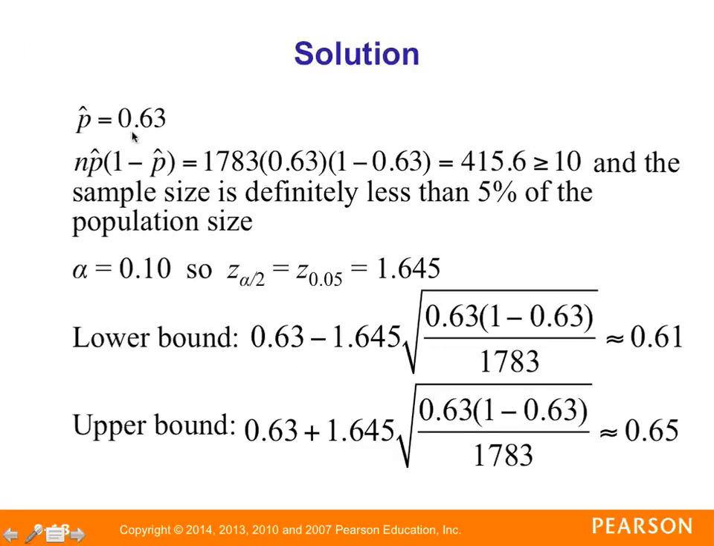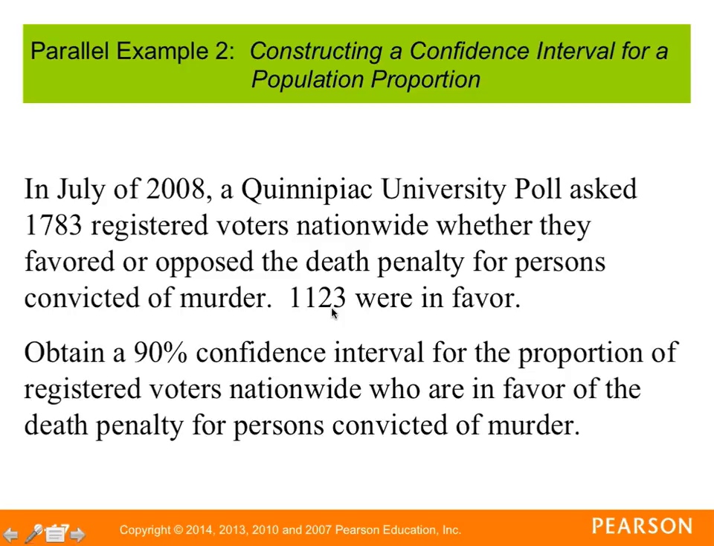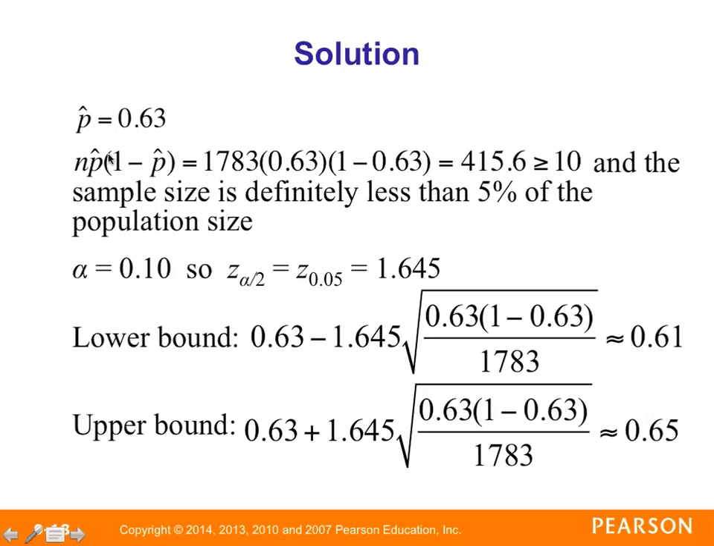First, we need to calculate p hat, which we've already done. That was 0.63. That was taking our 1123 and dividing it by our 1783. And then we need to make sure that n times p hat times 1 minus p hat is at least 10. So we take our 1783, which was our sample size, and we multiply it by the point estimate that we obtained, which was 0.63, and we multiply it by 1 minus 0.63 as well, and we get 415, which is obviously greater than or equal to 10, so that's not an issue.